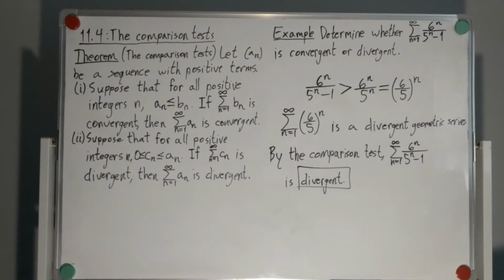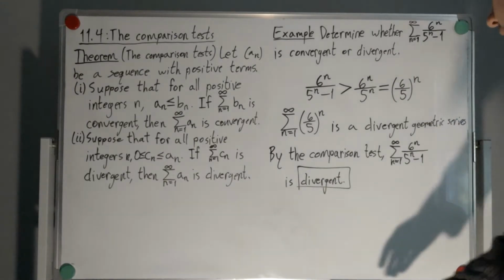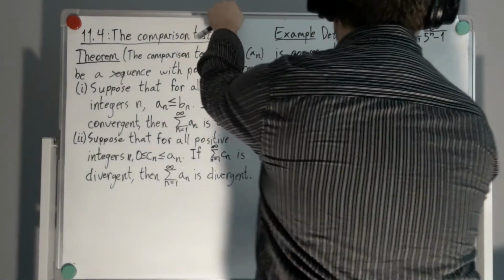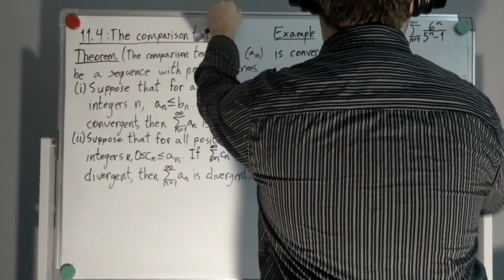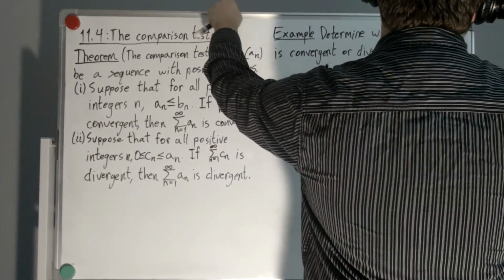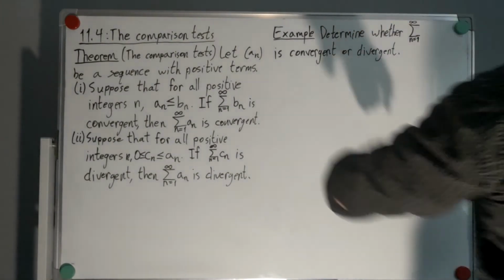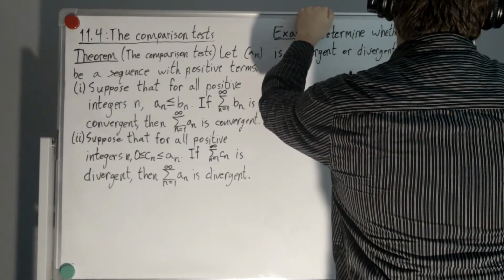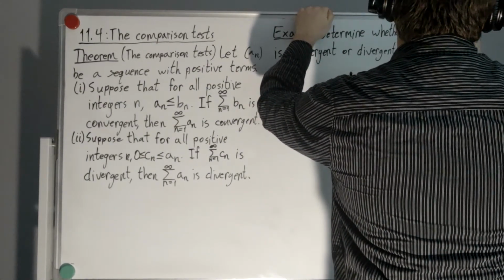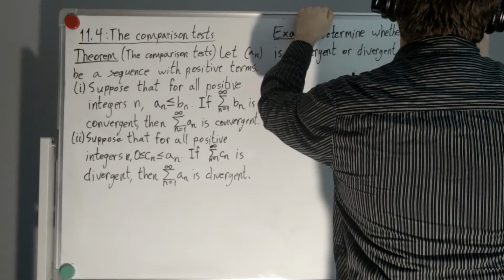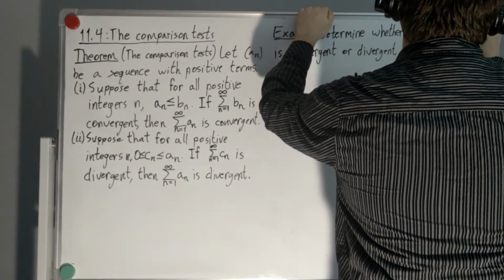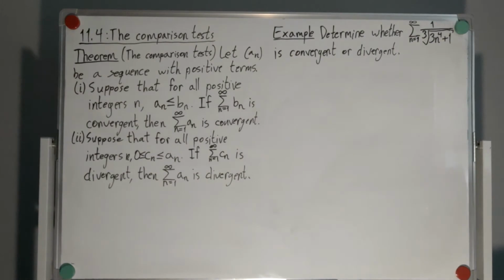Okay, let's do one more example of this type. Same directions, of course, and this time, this is going to be the sum from n equals 1 to infinity of 1 divided by the cube root of 3 times n to the 4th plus 1. Did I get that right? Yes. Okay.